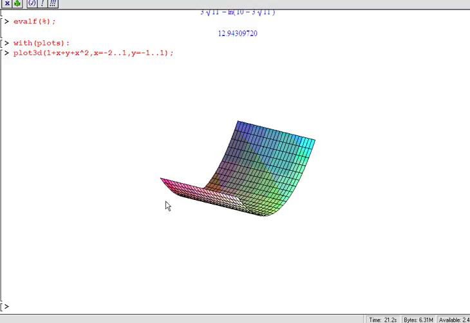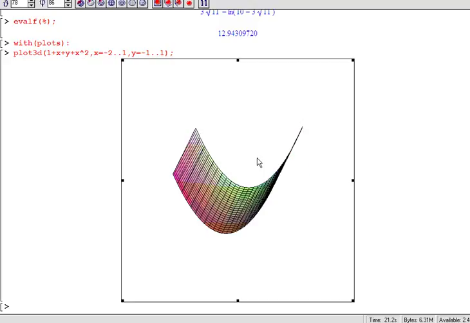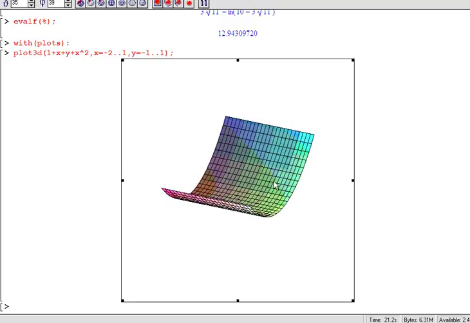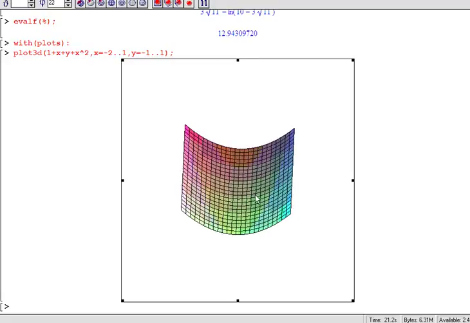Okay, let's graph it. And we get like a parabola. So the area of that surface is about 13 units.